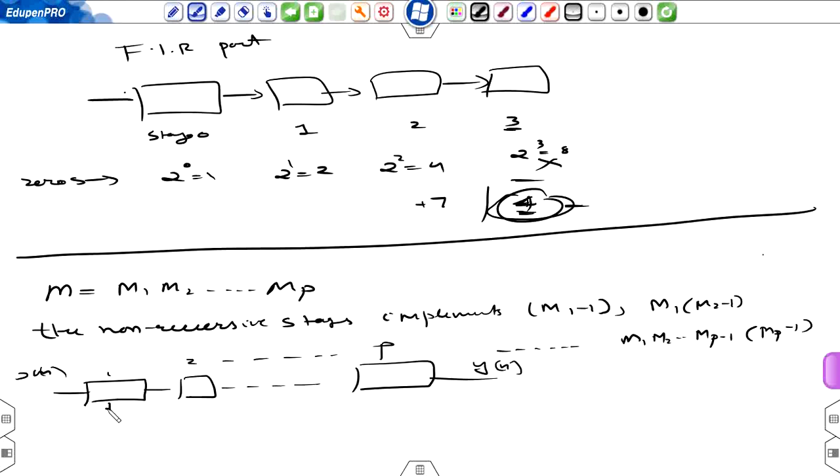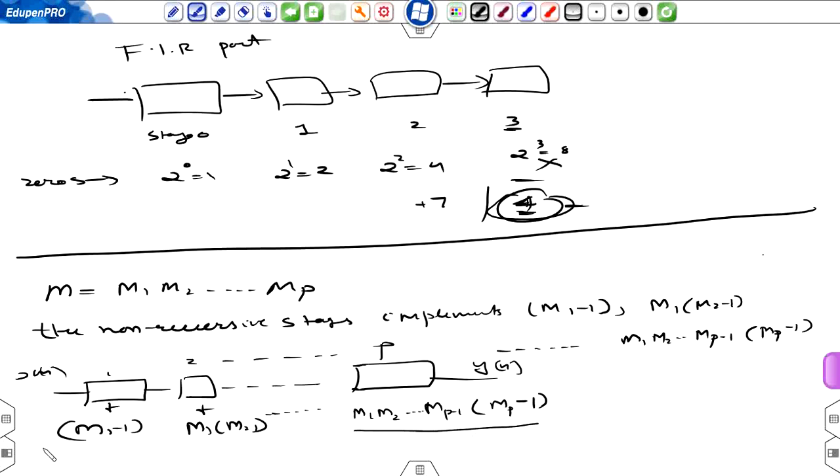So the first stage will have number of zeros given by M1 minus 1. The second stage will have number of zeros given by M1 into M2 minus 1. And the last stage, that is the pth stage, will have number of zeros given by the multiplication of M1 to M(p-1) into Mp, minus 1. These are the number of zeros in the respective stages.